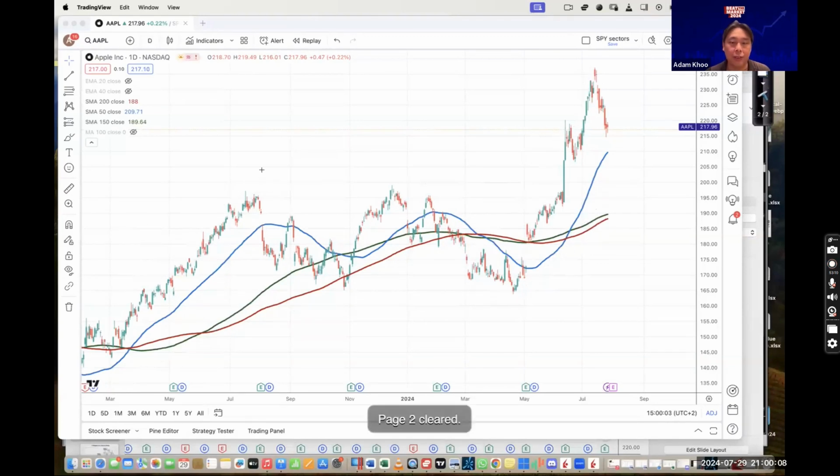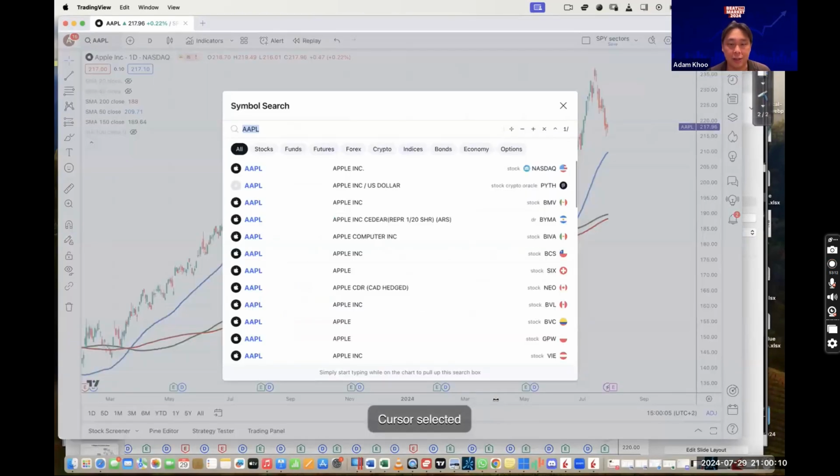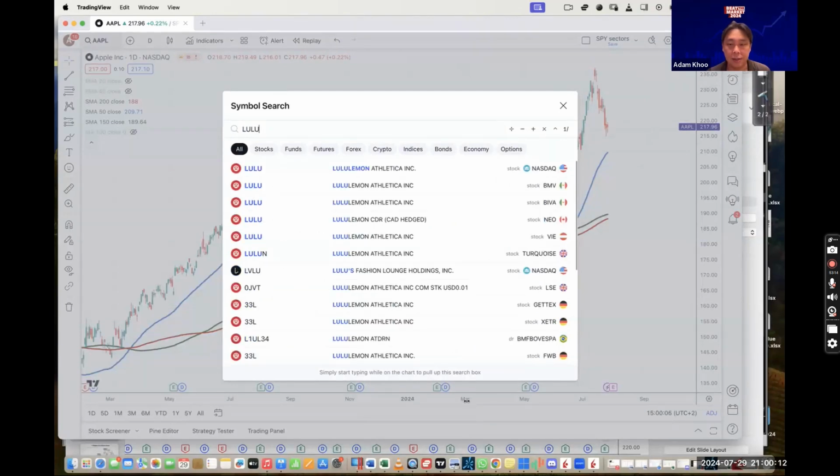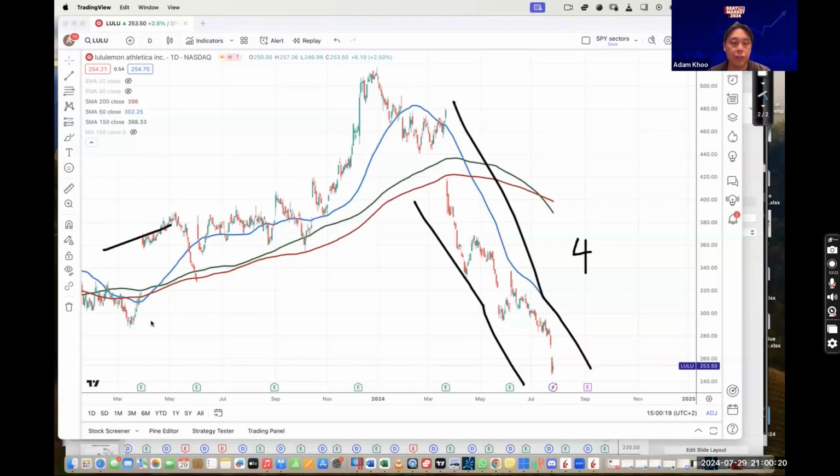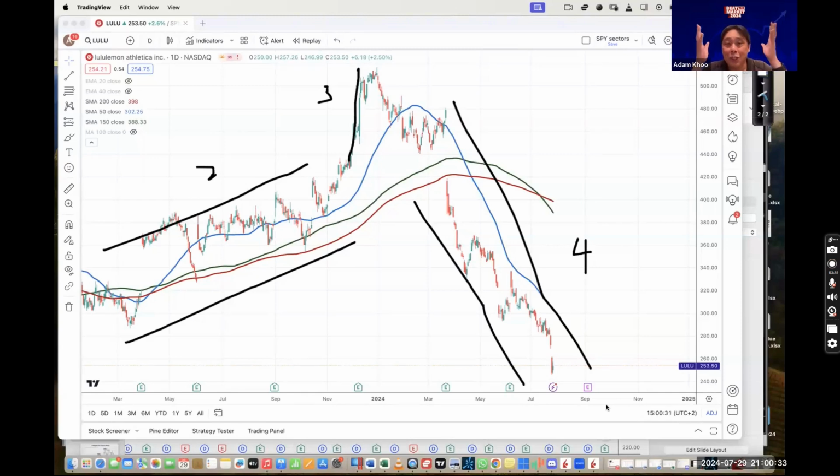How about Lululemon? What stage is this in? Oh, that's stage 4. Okay, so this is clearly a stage 4 downtrend stage. What stage is this? Stage 2. This was 90 degrees. Can you see 90 degrees here? That was stage 3. Very good. So stage 2, stage 3, stage 4. You guys are good at this. You guys are experts already.